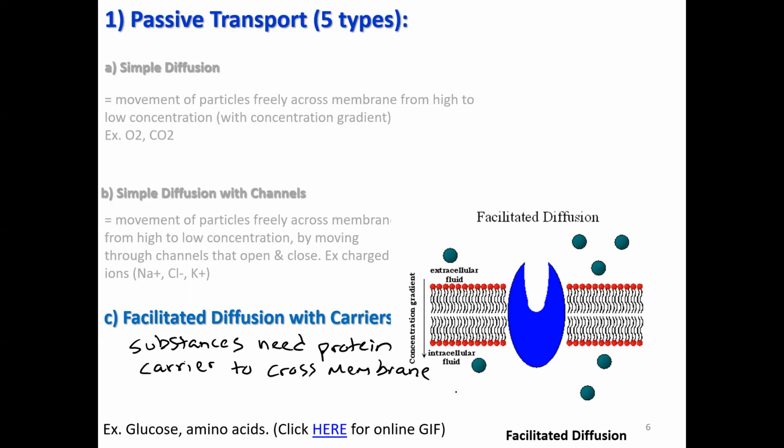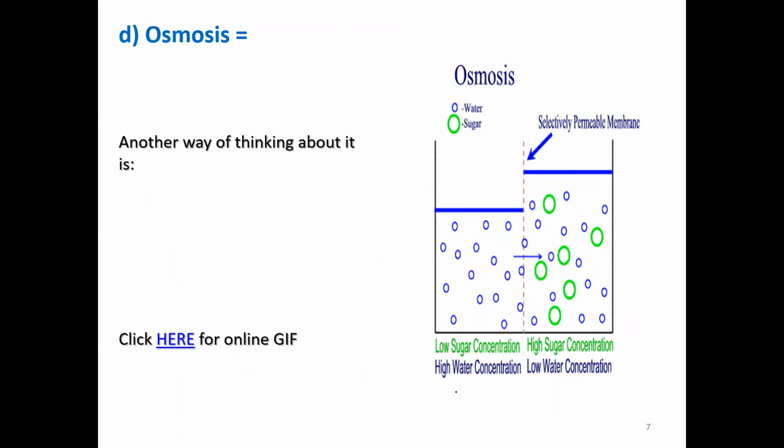The only reason this carrier would work is insulin. I'm not going to get into the physiology of how insulin makes the protein carrier for glucose open up, but that's what happens. Then glucose can enter the cells. So that's facilitated diffusion with carriers. Now, osmosis, this is an important one.